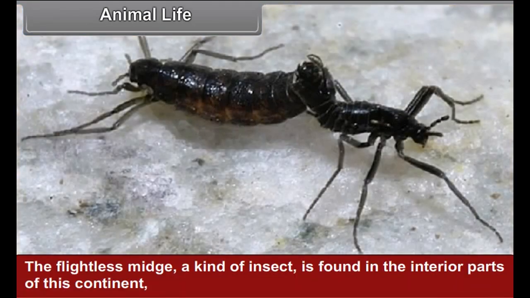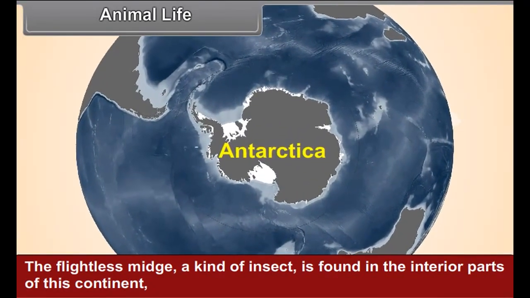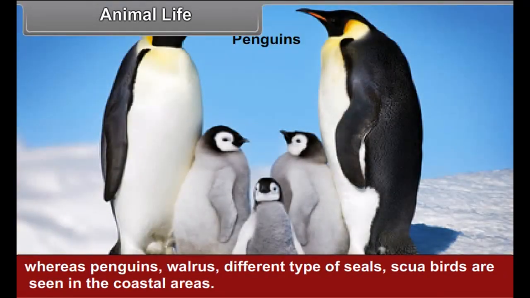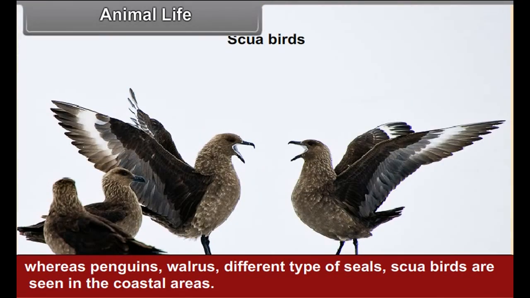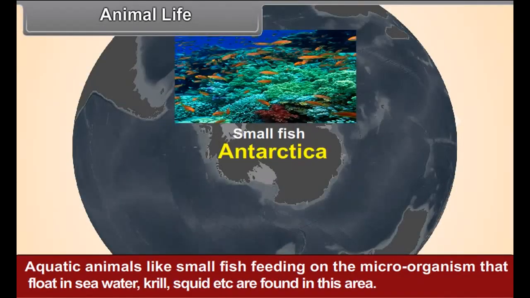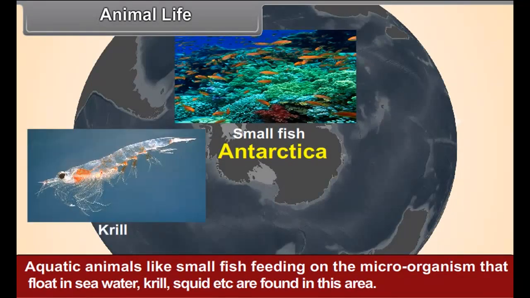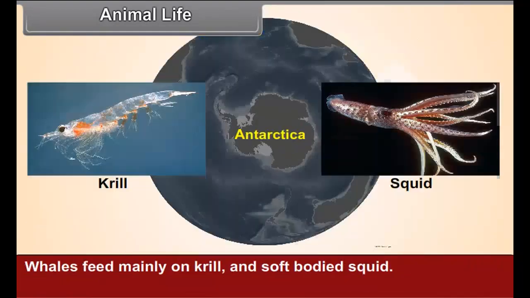Animal life. The flightless midge, a kind of insect, is found in the interior parts of this continent, whereas penguins, walrus, different types of seals, skua birds are seen in the coastal areas. Aquatic animals like small fish feeding on the microorganisms that float in seawater, krill, squid, etc. are found in this area. Whales feed mainly on krill and the soft-bodied squid.